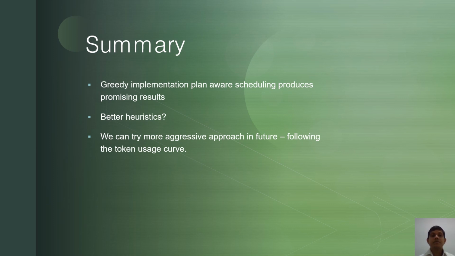In summary, we saw that the simple greedy implementation of plan-aware scheduling produces pretty good results. We can work on better heuristics, and also we can think of more aggressive strategies. In our approach, we only look into the future peak resource usage, but we can also think of a more conservative, more flexible approach of following the token usage curve.